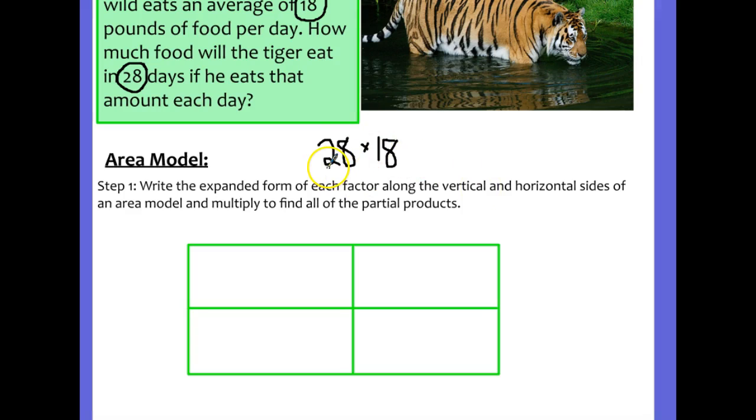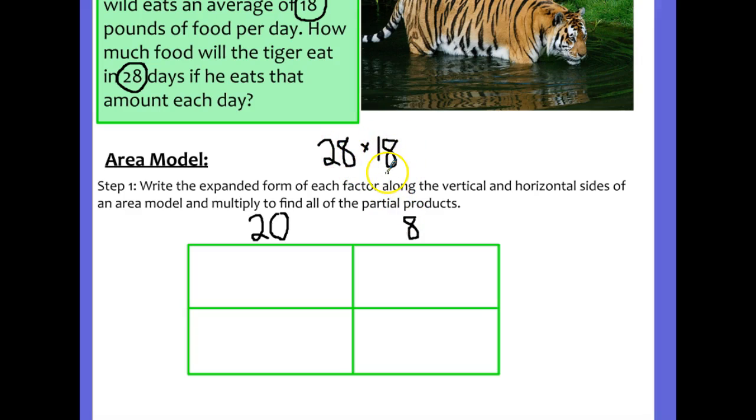So let's go ahead and start by finding the expanded form of 28. When I'm finding the expanded form, I am taking the ones place and separating it from the tens place. So in the ones place I have an 8, so I'm going to put that 8 right here. And in the tens place I have a 2. Now, very important, that is not just a 2, that is actually 2 tens. So I'm going to be writing 20 because 2 tens is the same as 20. Alright, so here's my expanded form of my first factor.